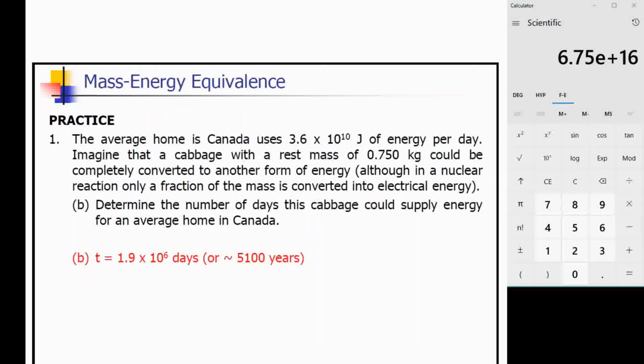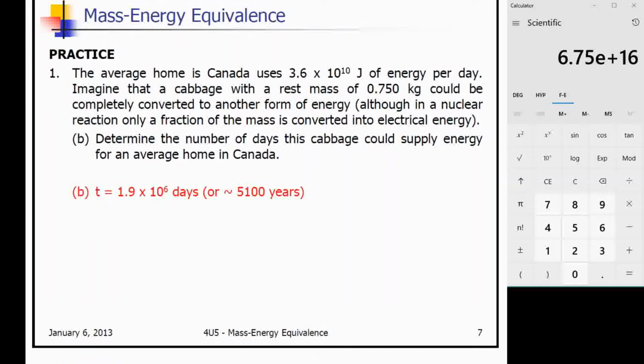So the next part of this question says that it takes 3.6 times 10 to the power of 10 joules of energy to power the average home in Canada each day. So if you can turn this cabbage into an energy supply, how many years would we be able to power a home? So let's use the more exact value of 6.75 times 10 to the 16 and divide that by 3.6 times 10 to the power of 10.